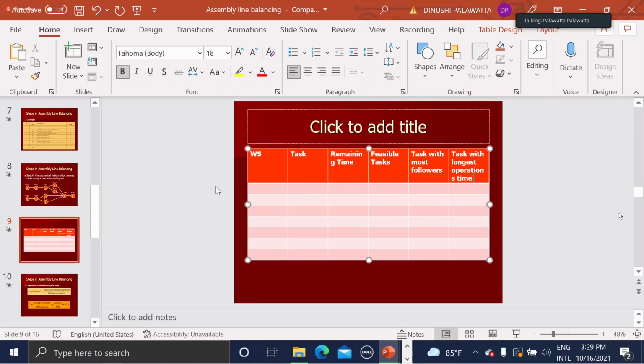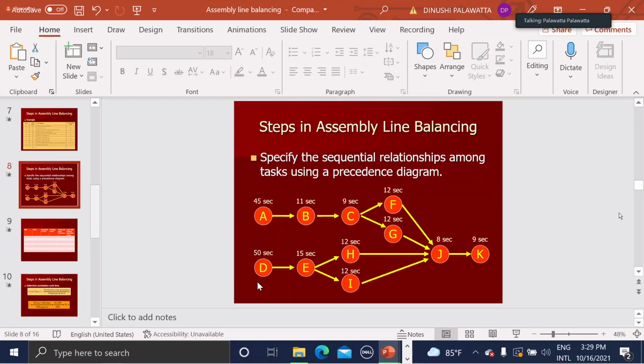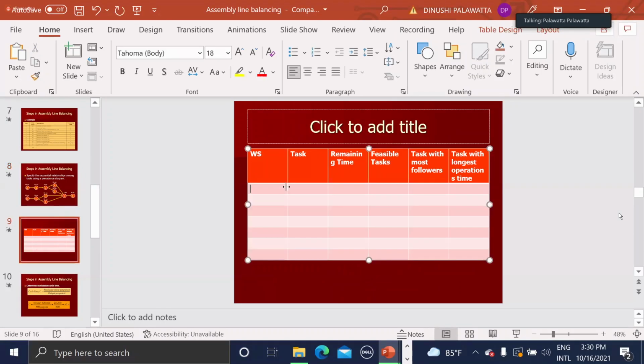So then, if you look at the diagram, you see A and D are the initial candidates. A has 6 following tasks and D has 5 following tasks. So A is selected for workstation 1. So we select A and its time is 45.